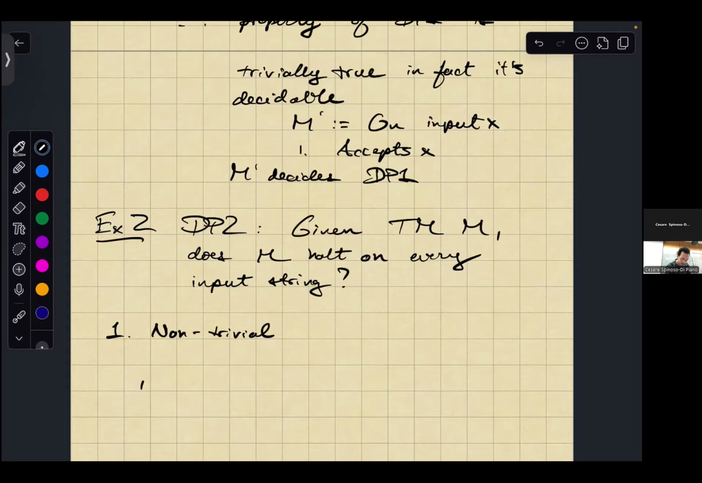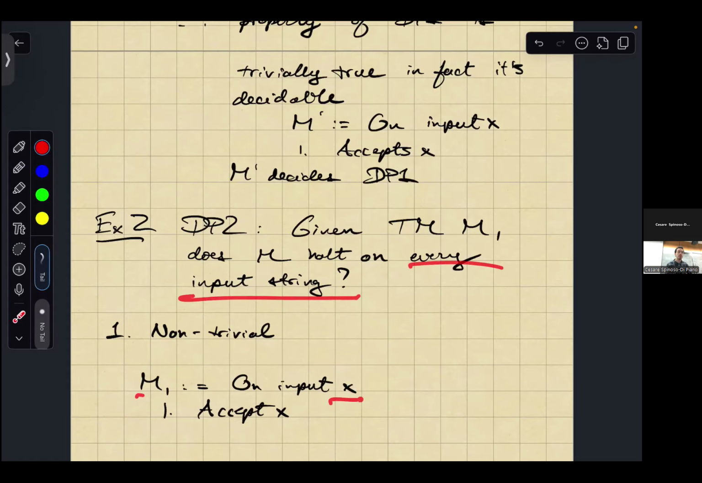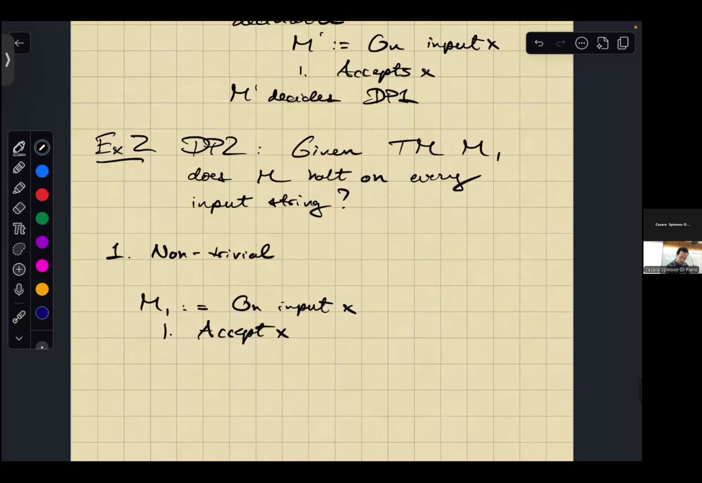For instance, I can define M1, which on input X accepts X. This is a yes instance because given any input string, M1 is going to take that input string and immediately halt and accept. So this satisfies the property of decision problem 2, but just as a shorthand, I'll just write DP2 to overload notation. So I have a yes instance.